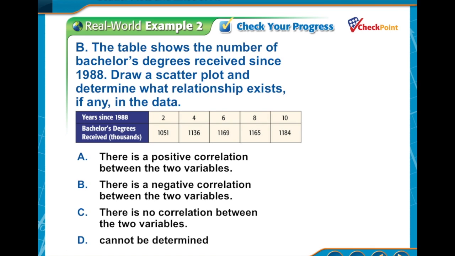So we can draw a rough sketch here, and please do this with me as we attempt to understand what correlation there is. So years is going to be my x, degrees received will be my y. So I'll put years on the x here, and I'll put degrees on the y. So this is degrees up here.